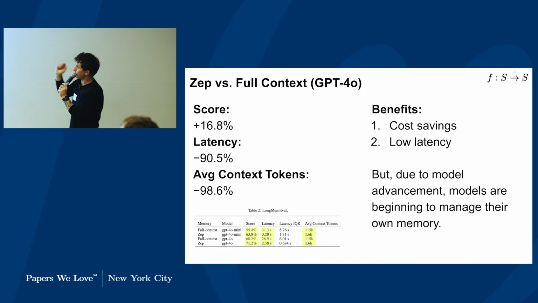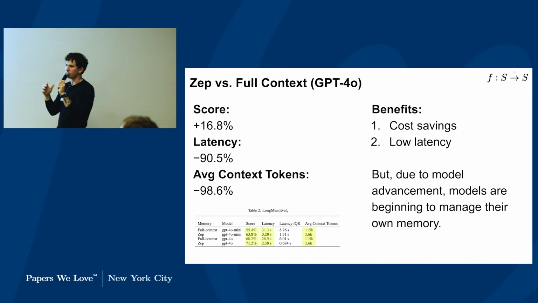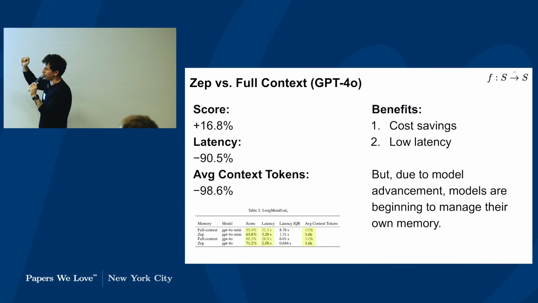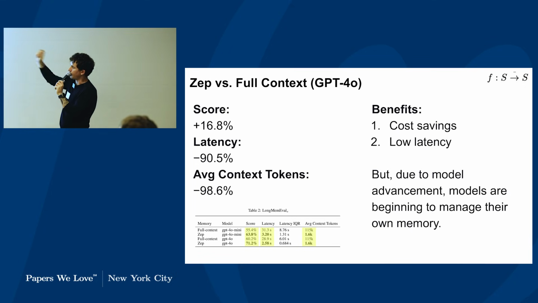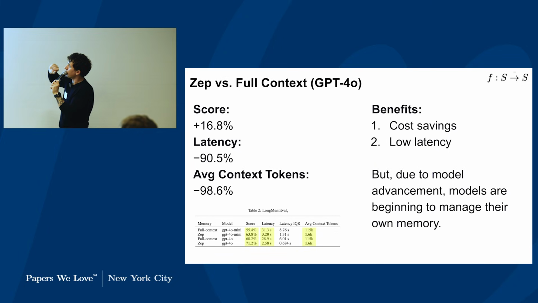So when we look at Zep versus full context, again, full context is just dumping everything into the context window, not using a memory system. Again, if we go back to the scores, Zep was 17% better from a quality point of view, had 90% better latency, and from an average token cost point of view was 98% better as well. So Zep still presents benefits.